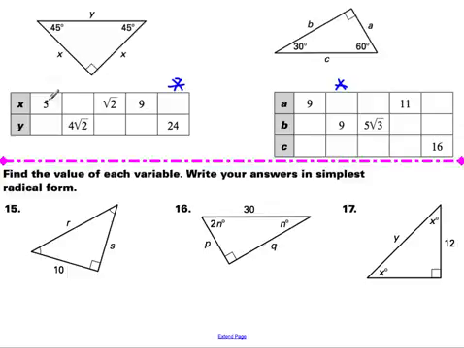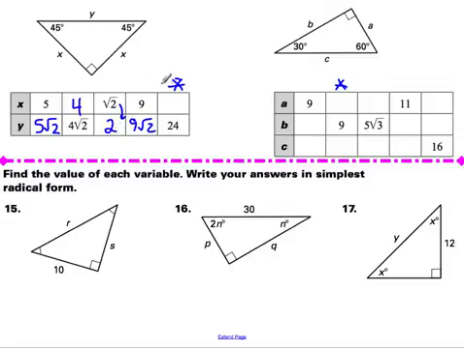If we're given x as our side length, we'll just say this is going to be 5 times the square root of 2. If they give us 4 square root of 2, we just divide by the square root of 2, which gives us 4. If they give us 9, this is just going to be 9 times the square root of 2. This guy, remember that in order to get down here, you multiply by the square root of 2. So you'd have square root of 2 times the square root of 2, which is just 2.